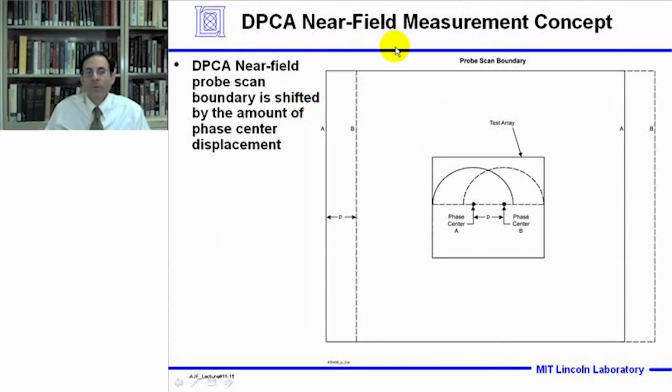So this slide shows the DPCA near-field measurement concept. As shown here, we have a large rectangular aperture with two phase centers that are overlapping. We have phase centers A and B, separated by the distance P. And with the planar near-field scanning technique, all we need to do to measure phase center A is to do a probe scan as shown here, and then do a separate probe scan for phase center B, where the probe scan is displaced by P, which is the phase center displacement.